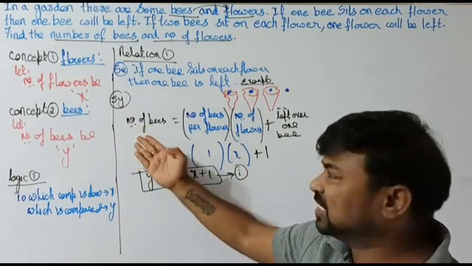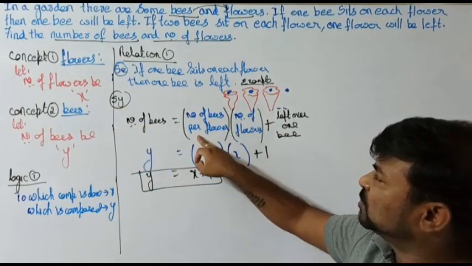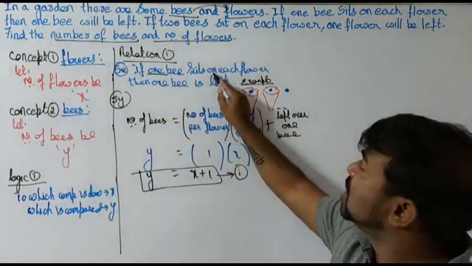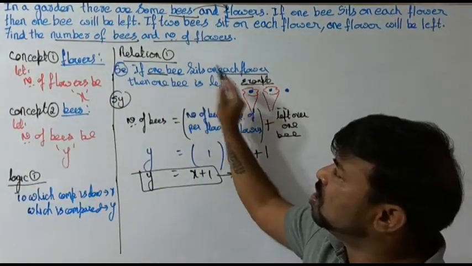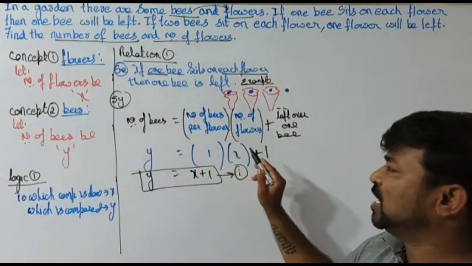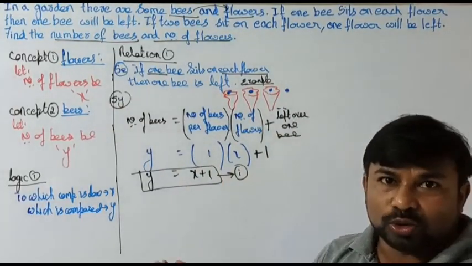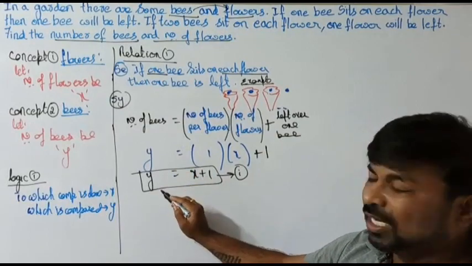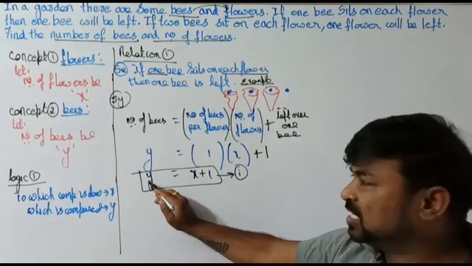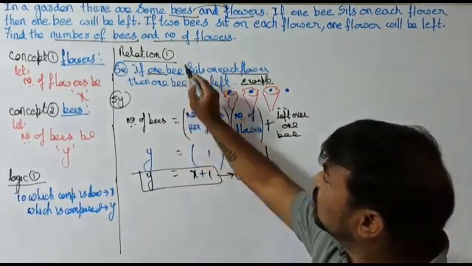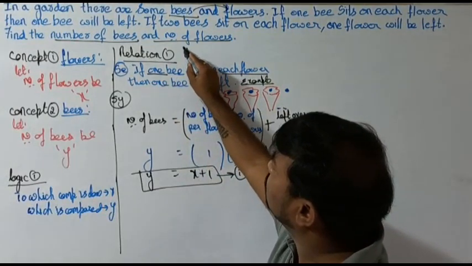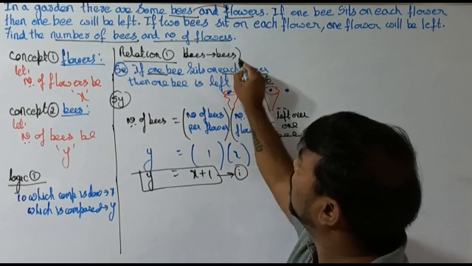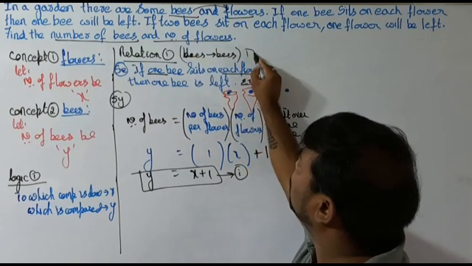So the number of bees is equal to the number of bees per flower, which is 1, and the number of flowers we don't know, therefore we took it as x. 1 into x, plus the leftover bee. We have to count that one also. We should not ignore that. So now if you check it out, the relation is between the bees and the bees. So the number of bees, the relation is between the bees and the bees. Right, I can call this a direct relation.